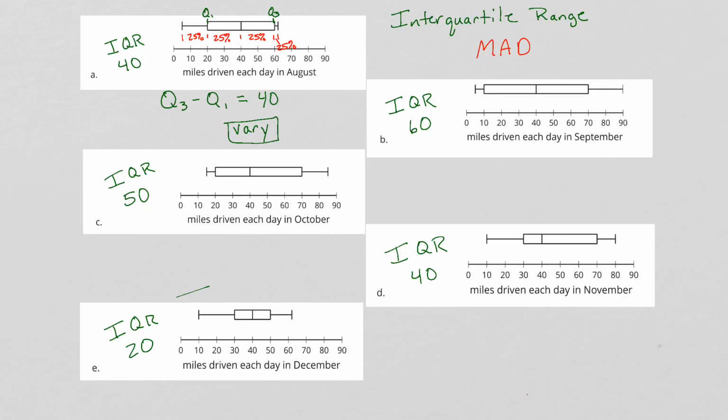Variability of data. So if we look at this, we can see that, let's see, in September, it looks like he had the greatest variability with 60. His interquartile range was 60. In December, he had the least variability. His interquartile range was 20. So that's the kind of thing you might use interquartile range for.